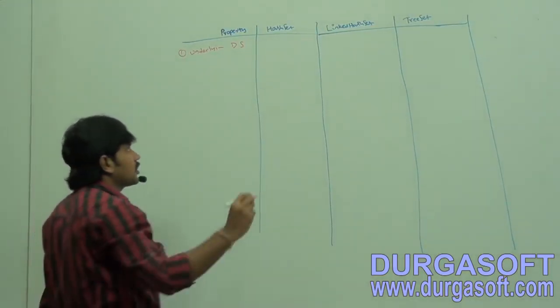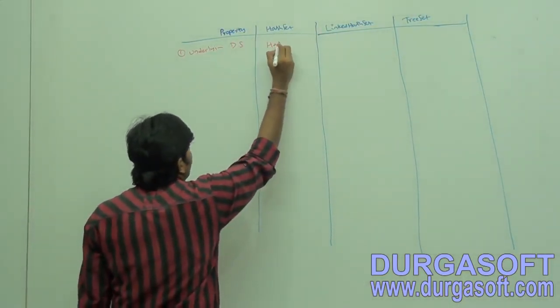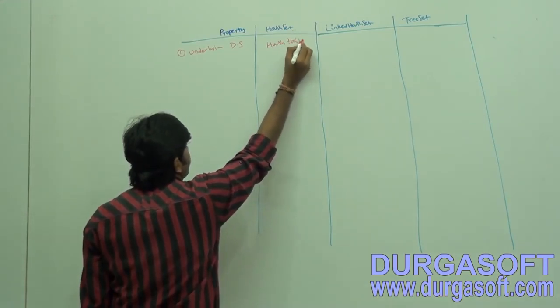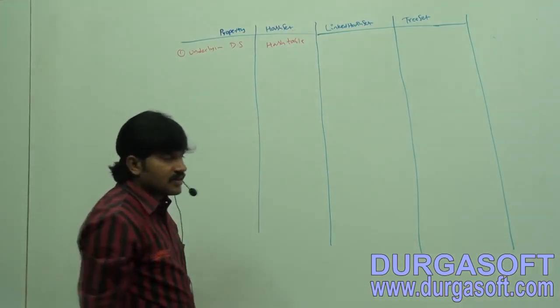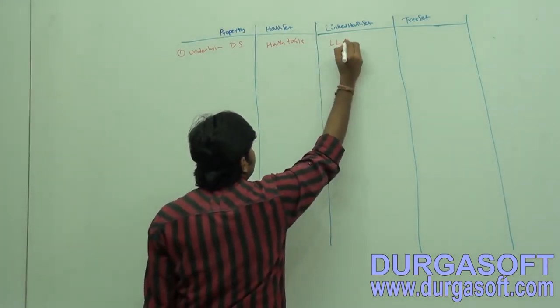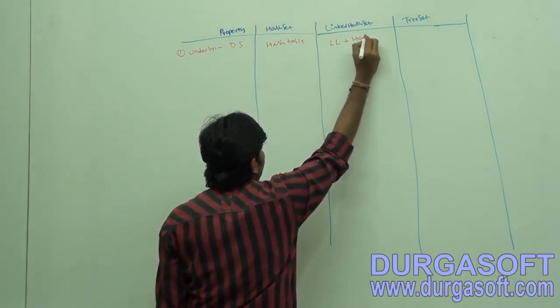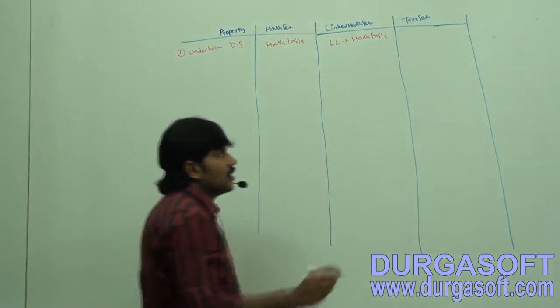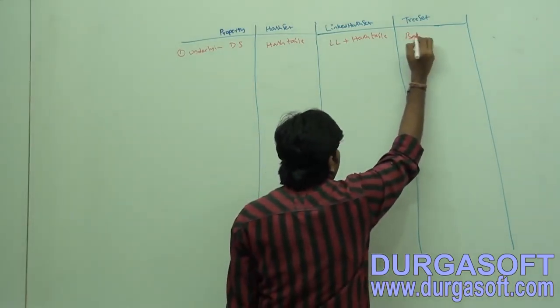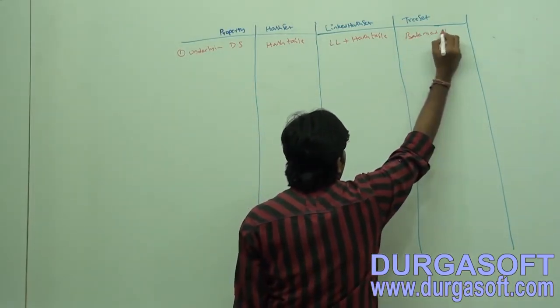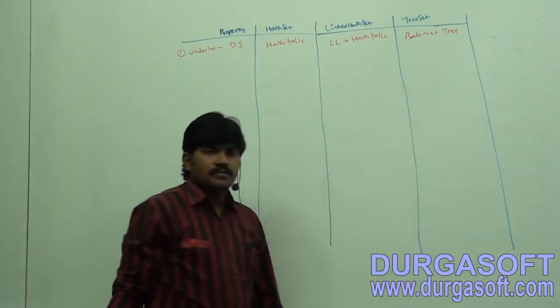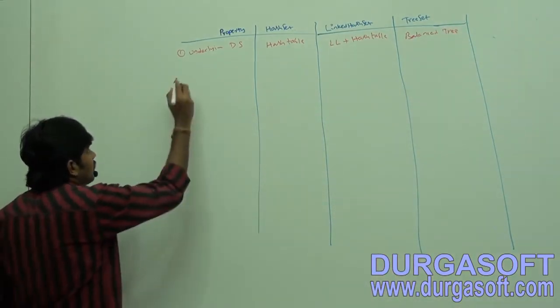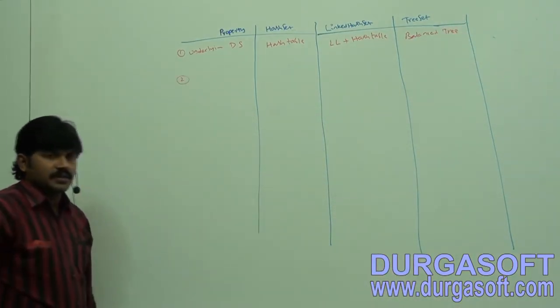What is the underlying data structure for a hash set? Hash table. But linked hash set, linked list plus hash table. What about tree set? Balanced tree. Oh, we covered already balanced tree. Okay. Next, later you can take underlying data structure.